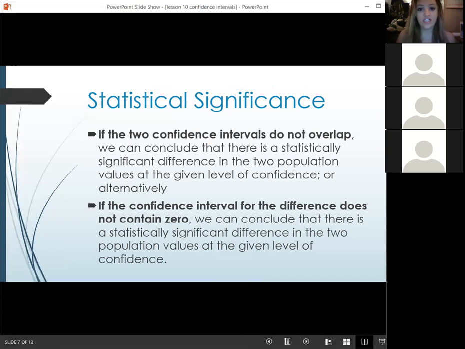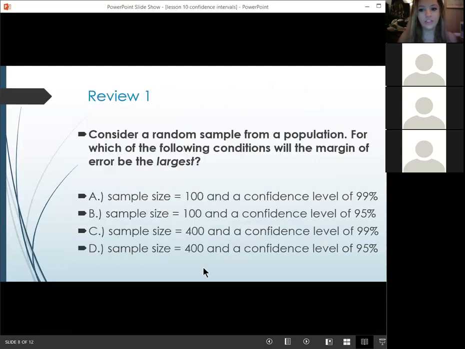If you want to check if something is statistically significant, 0 will not be contained in that confidence interval, or your two confidence intervals don't overlap. So those are two ways to make that conclusion. All right, so let's do some review questions. We have our first one.